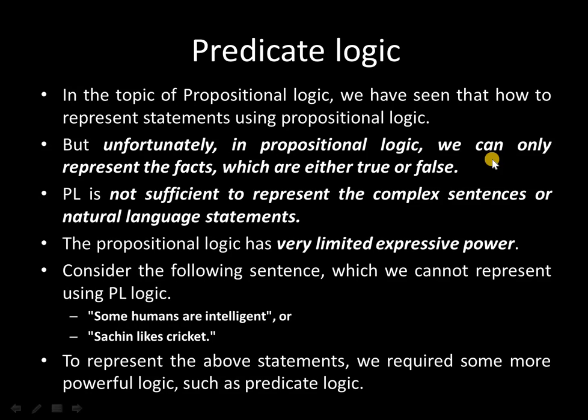So in propositional logic, it is not sufficient to represent the complex sentences or the natural language statements. So the propositional logic has very limited expressive power, and because of that we are moving on to predicate logic to represent the knowledge or the sentences like some humans are intelligent. Some humans are intelligent. Sachin likes cricket.